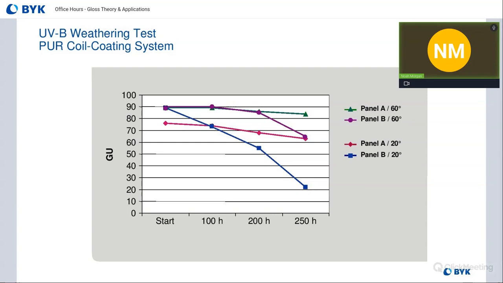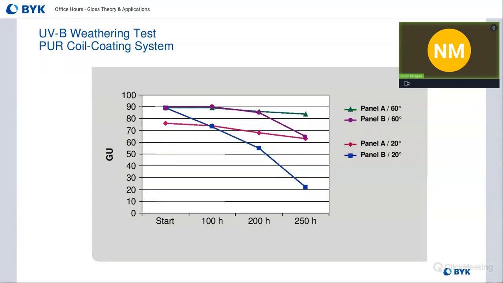And here we have another example of why we want to measure with multiple angles. So we see this is a weathering study, and we have panel A measured at 60 degrees, panel B measured at 60 degrees. Then down below we have panel A at 20 degrees and panel B at 20 degrees. If we're measuring just at 60 degrees, over the course of time from start to 250 hours of weathering, we see that there's really a small to almost no difference between these panels measured at 60 degrees. We also see that it's in this higher range.